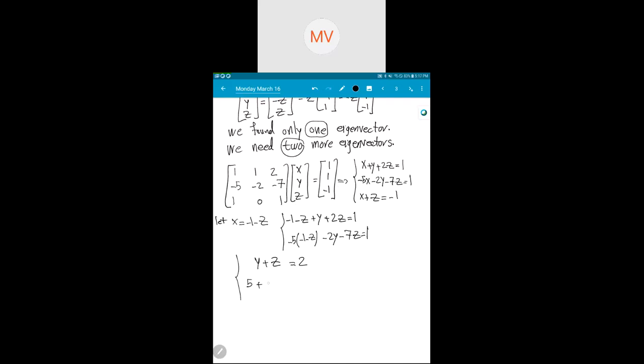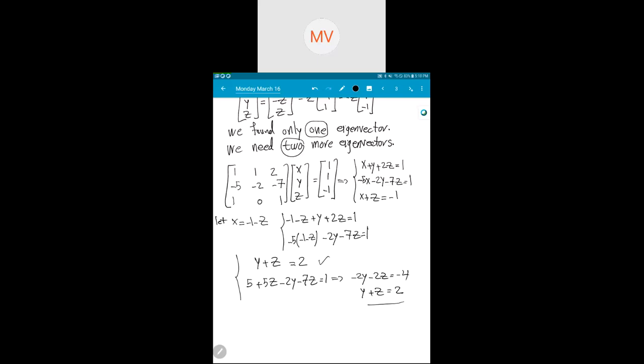I hate negatives. 5z negative 2y minus 7z equals 1. Okay. Bring 5 to the other side. Right? Yeah, so we get negative 2y minus 2z equals negative 4. And if you divide everything by negative 2, you get y plus z equals 2. Which is the same, right? So these two are the same.